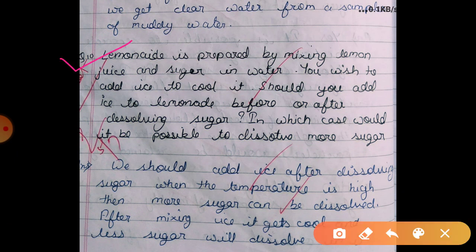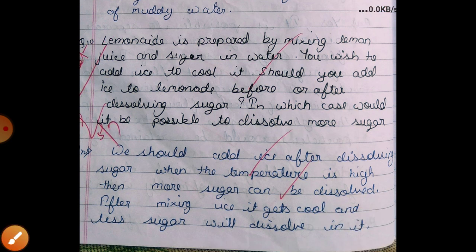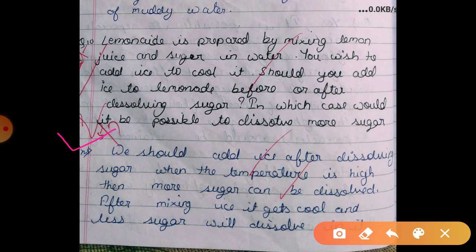Question number 10. Lemonade is prepared by mixing lemon juice and sugar in water. You wish to add ice to cool it. Should you add ice to lemonade before or after dissolving sugar? In which case would it be possible to dissolve more sugar? Answer. We should add ice after dissolving sugar because when the temperature is high, more sugar can be dissolved. After mixing ice, it gets cool and less sugar will dissolve in it.